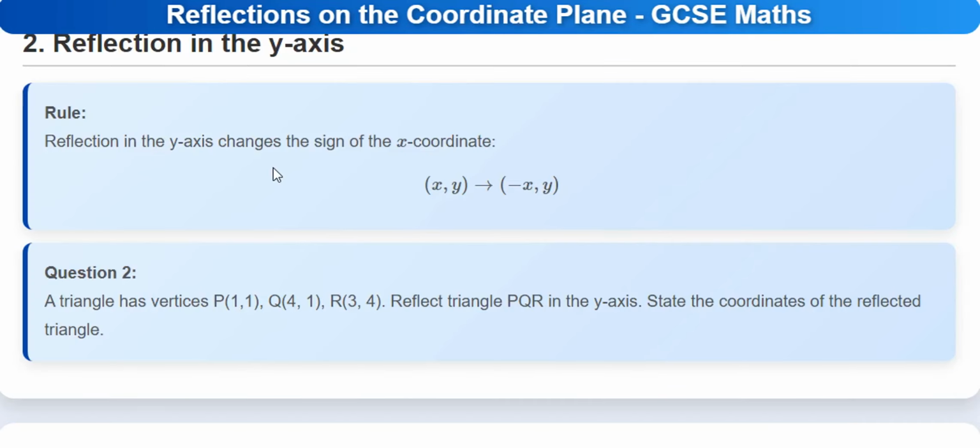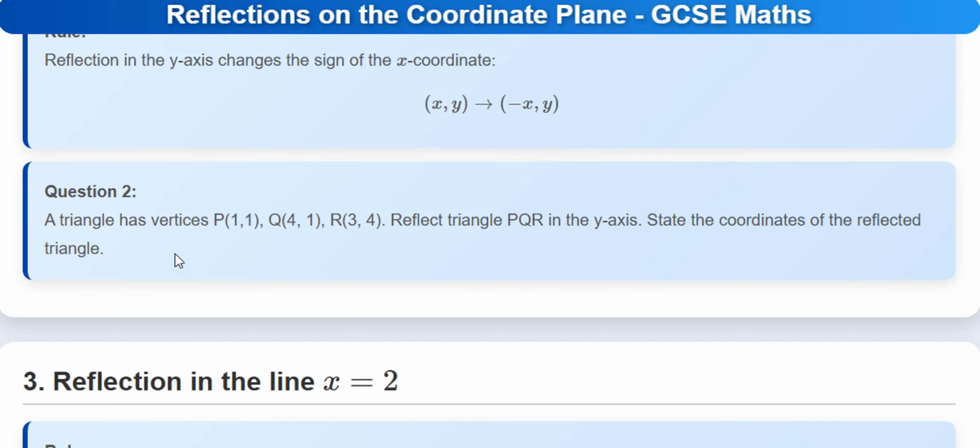The rule for reflection on the y-axis is that the x coordinates change to negative, but the y coordinates remain the same. So that's the rule. For example, if you are told to reflect our original triangle, which was 1, 1, 4, 1, and 3, 4, on the y-axis, this is how we go about it. These are the original coordinates of that triangle. We can calculate the reflected coordinates because we know the rule. When we are reflecting on the y-axis, x coordinates change to negative and the y coordinates remain the same.